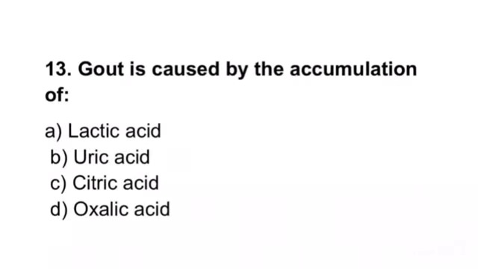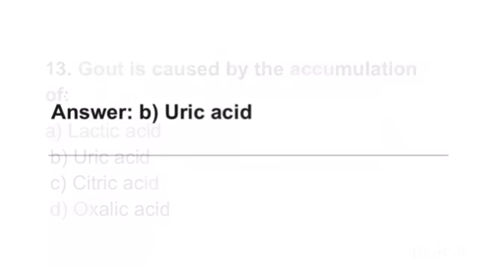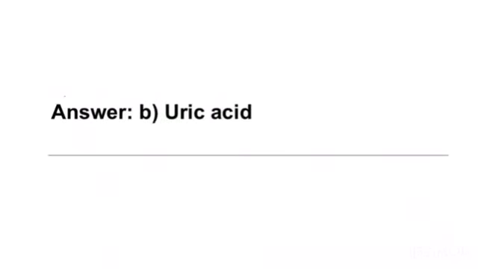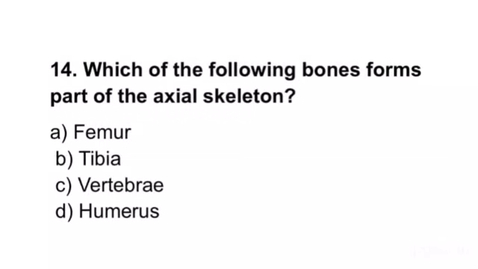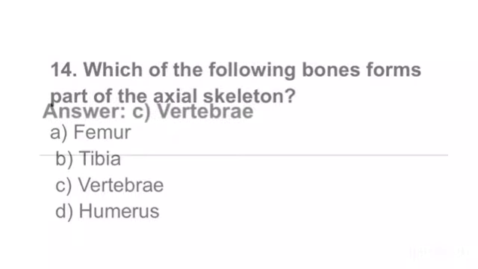13. Gout is caused by the accumulation of A. Lactic acid. B. Uric acid. C. Citric acid. D. Oxalic acid. Answer: B. Uric acid. 14. Which of the following bones forms part of the axial skeleton? A. Femur. B. Tibia. C. Vertebrae. D. Humerus. Answer: C.